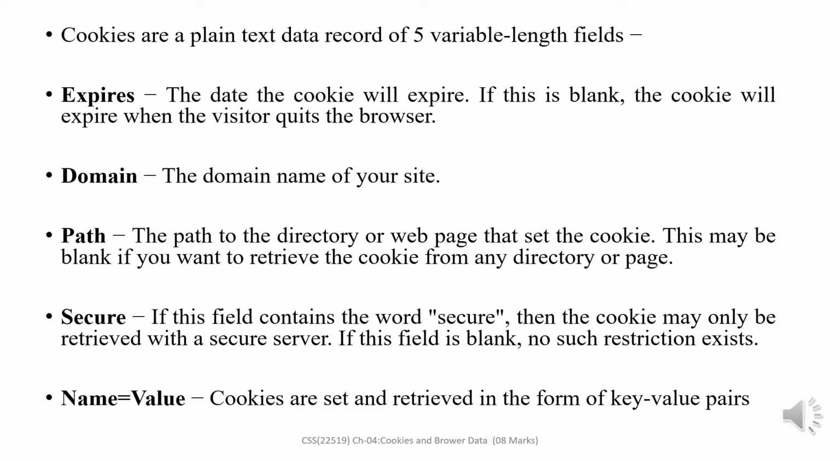Cookies are a plain text data record of 5 variable length fields: expires, domain, path, secure, and name equal to value. In expires, the date the cookie will expire. If this is blank, the cookie will expire when the visitor quits the browser. Domain, the domain name of your site. Path, the path of the directory or web page that sets the cookie. This may be blank if you want to retrieve the cookie from any directory or page.